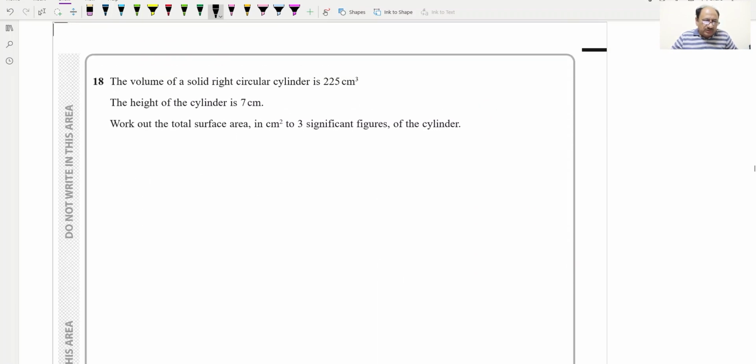Now question number 18, volume of a solid right circular cylinder is 225. So volume of cylinder, we know volume of cylinder is equal to what? Is equal to pi r square into h. So cylinder volume is given, and they are saying the height of the cylinder is 7.